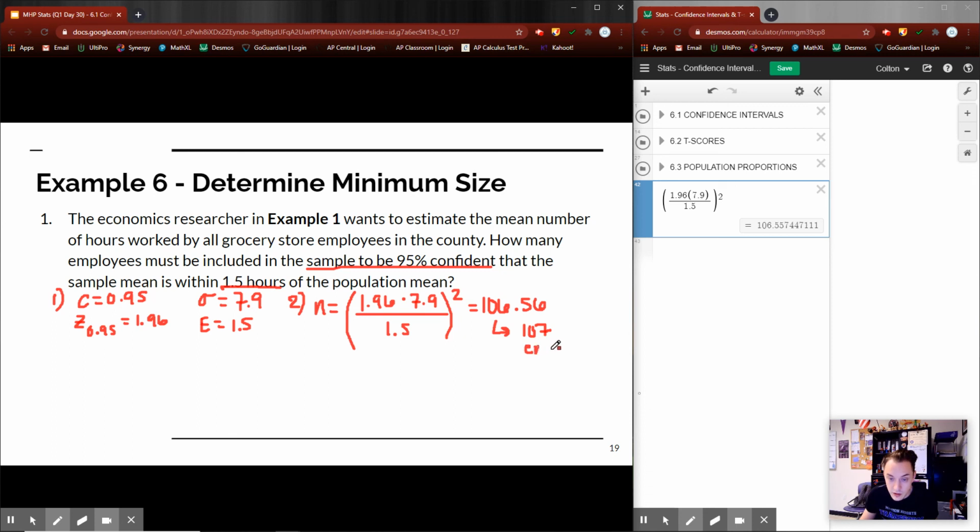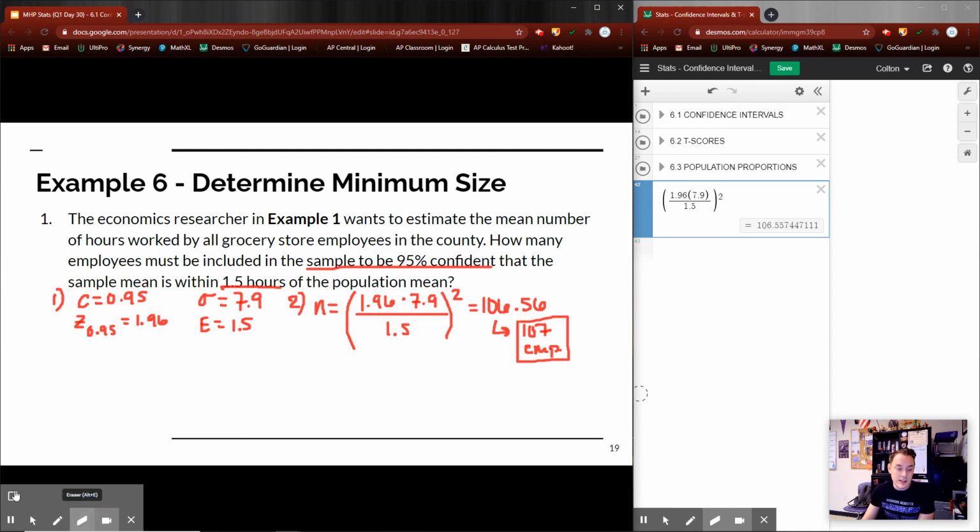employees. So 107 employees. Now, why do I round? Because again, you have 106.5, and to get the minimum, I need to get the top value. So it's 107 employees. That is my minimum sample size. Okay, so not too bad, right? You just need to plug some stuff in, and then it will solve it for you.